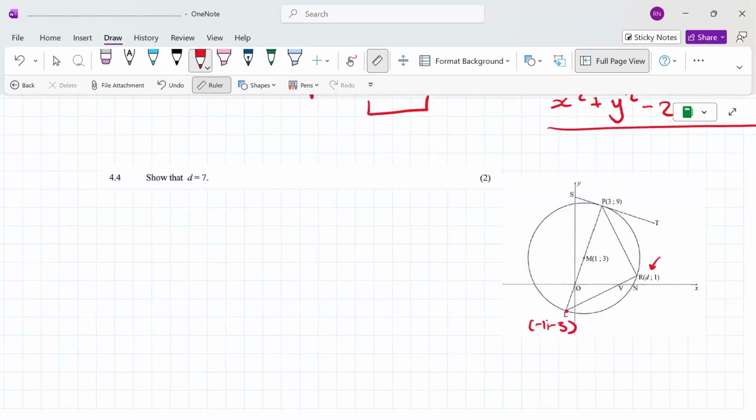Well, we found the equation of our circle, right? And that point lies on the circle. So the equation of our circle, we found it to be x minus 1 squared plus y minus 3 squared is equal to 40.